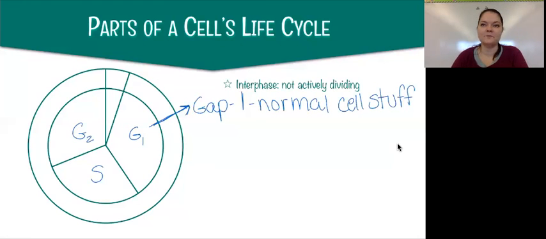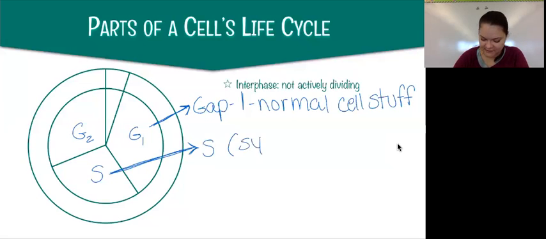A cell that goes into S phase is committed to continuing through the rest of the cell cycle. So once you get out of G1, once you move into the second phase of interphase, you're going to finish it or you're going to die trying, literally. Okay. So S is for synthesis, which is when the DNA is replicated.